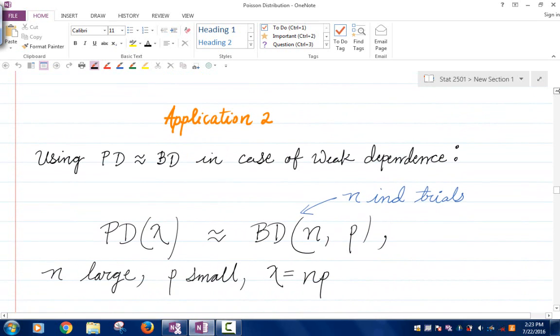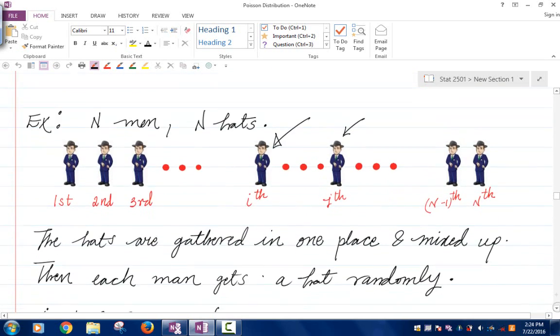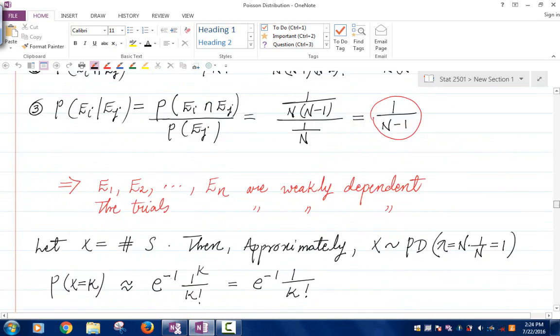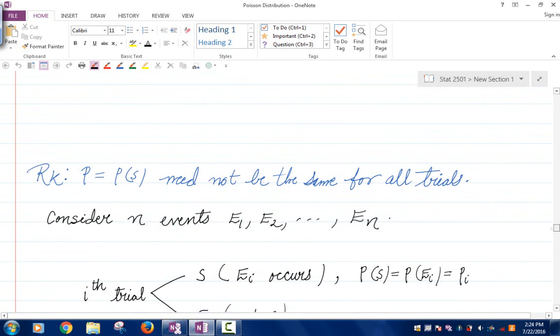In this video, we will continue to look at Poisson approximation. Recall that in the previous video, we saw that the Poisson distribution can be used to approximate the binomial distribution even when the trials are not independent but weakly dependent. In this video, we look at another variation of that.